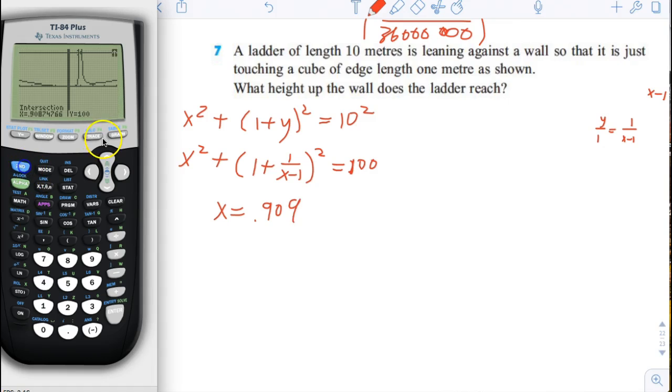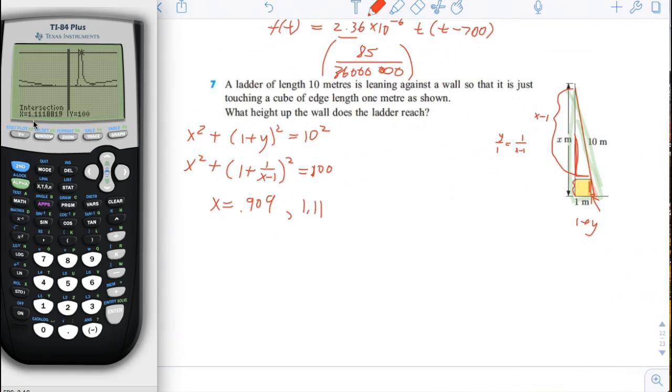The other possibility, let's repeat second calc intersect again. First curve, the squared curve, yes. Second curve, y equals 100. Guess, and let's move the cursor to the right side so that we can get the right intersection. The right intersection is 1.11. So we have two possibilities. One is that x equals 1.11, and the other is that x equals 0.909.